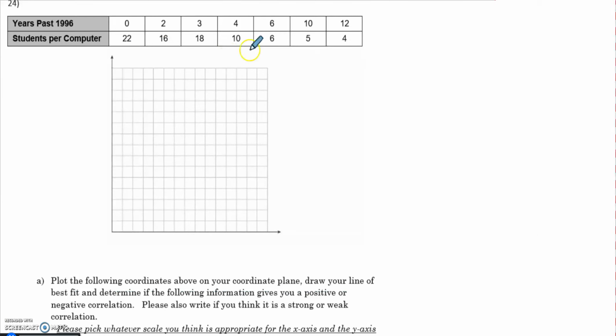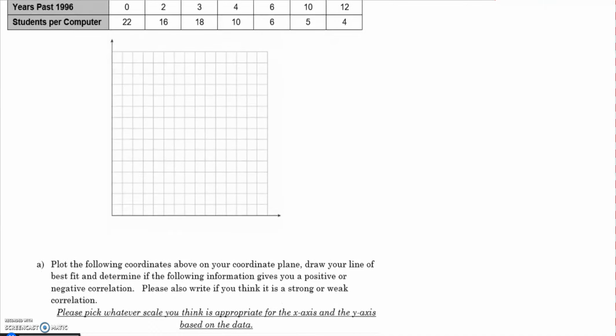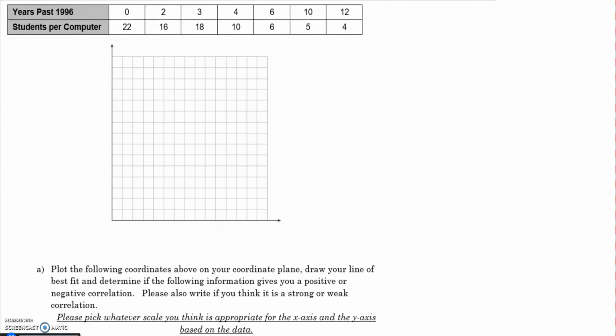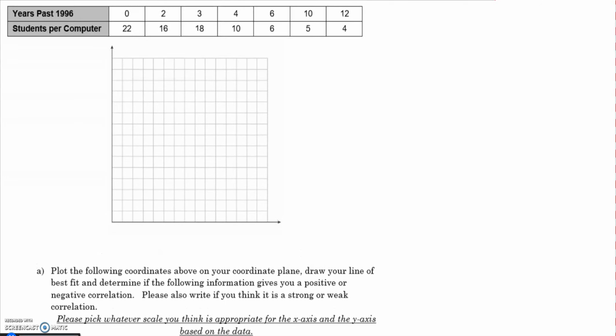My goal is to take all this information, plot all the points, and then answer some questions to start. Do you think it's positive or negative correlation? Do you think it's strong or weak correlation? And let's pick a scale so we can best see our information, maybe even draw a line of best fit.